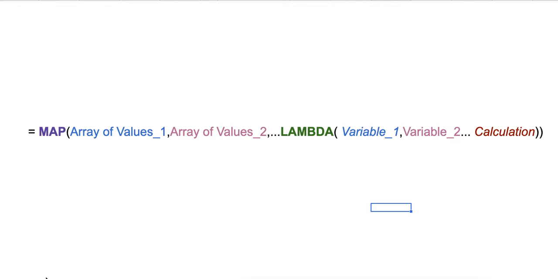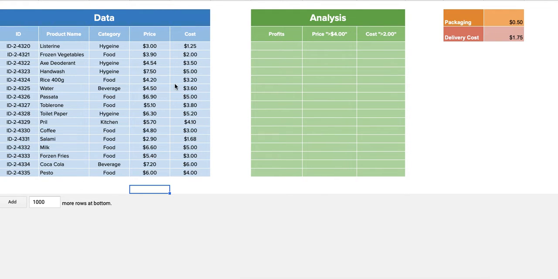Let's see it in practice with some of the data that we have here. I have the ID, product name, category, price, and cost.